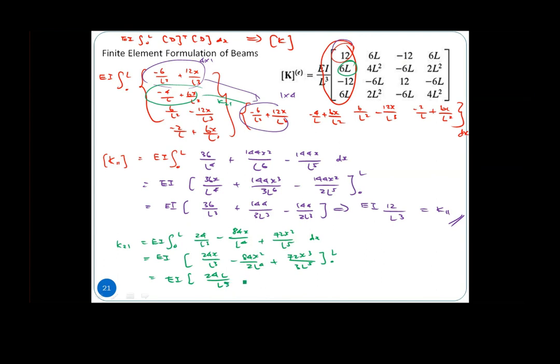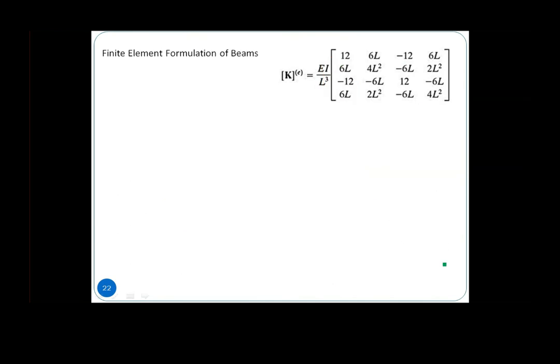Minus 84L over 2L cubed plus 72L over 3L cubed. So it gives us EI times 6L over L cubed. So that gives us our K21. The rest too, I think you can also do it. You can try it.